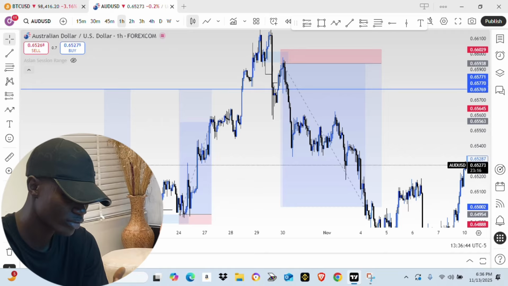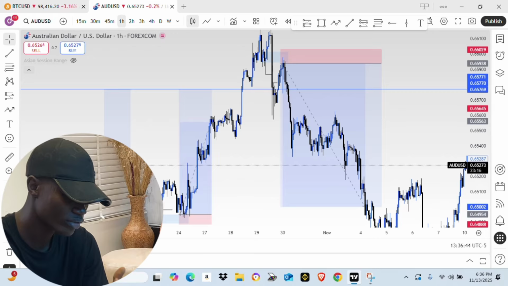It doesn't mean that you cannot hit SL on this particular trade, but it's definitely going to give you a better risk to reward, right? With your risk management and how you trade, you can actually make a lot of money from this particular setup.